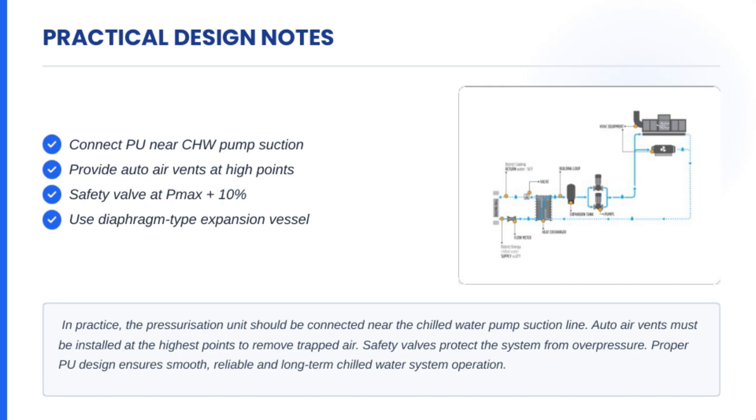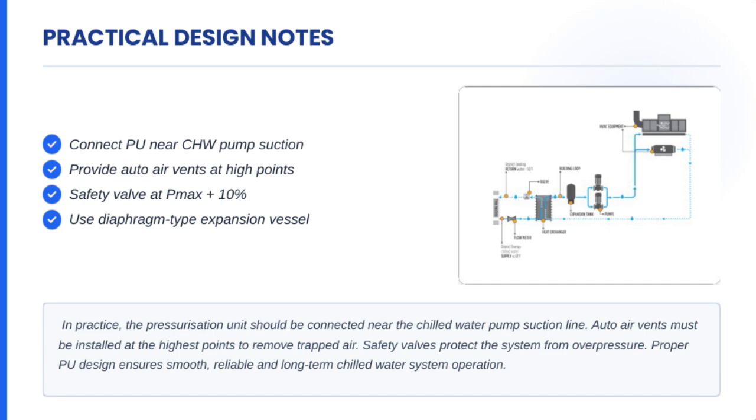You'll also want to install auto air vents at the high points of the system. These vents are essential for removing trapped air, which can cause noise, inefficiency, or even damage over time. Connecting the pressure unit near the chilled water pump suction line is a best practice. Doing so ensures accurate pressure regulation and easier maintenance. Overall, proper placement and component selection, like these, contribute significantly to a smooth, reliable, and long-lasting chilled water system operation.